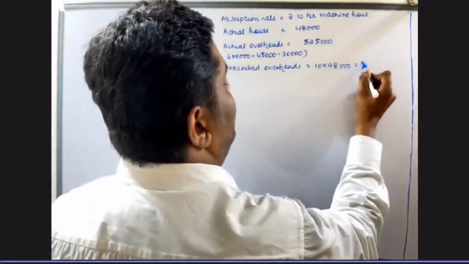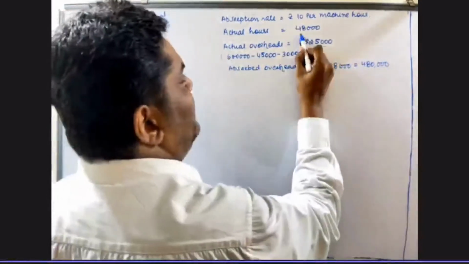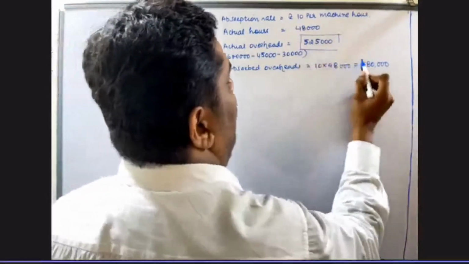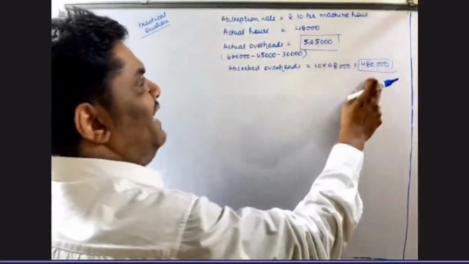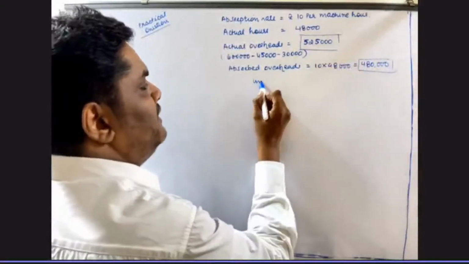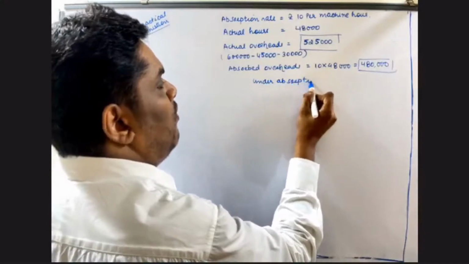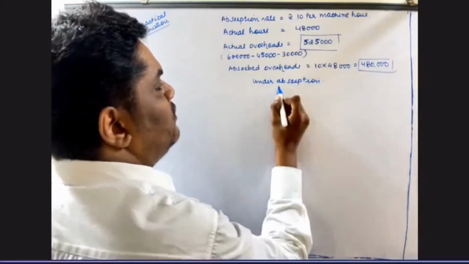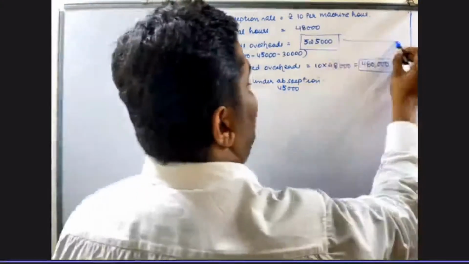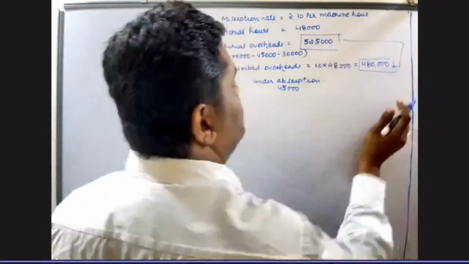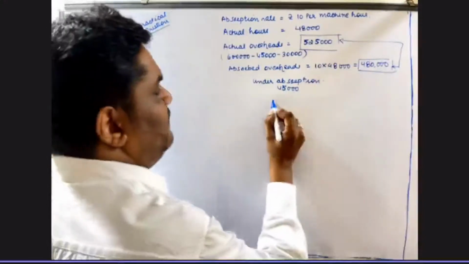That is 4,80,000. So I have my actual overheads, I have absorbed overheads. So my absorbed overheads are less than actual overheads. So here it is under absorption. Because my absorbed overheads are less than actual overheads, therefore there is an under absorption of 45,000.